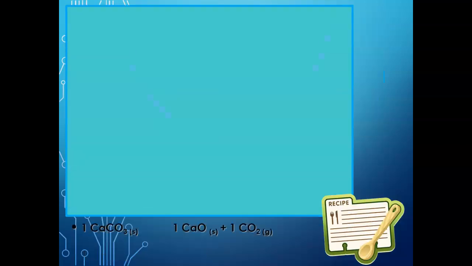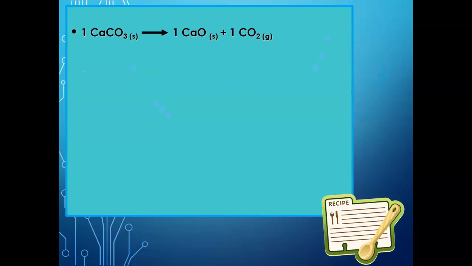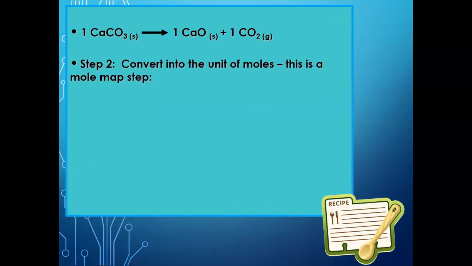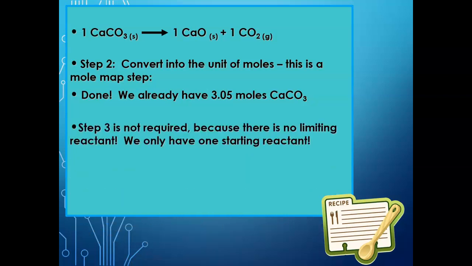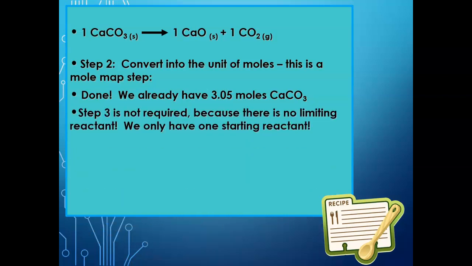Okay, so here we go. We have our chemistry recipe, if you will. The next thing we need to do is to take what we were given and convert it to moles. This is our mole map step, but it was already done for us. We're told we are starting with 3.05 moles of calcium carbonate. So we're good there. One step down. We do not have a limiting reactant, so we don't even need to look at step 3. Problem solved.